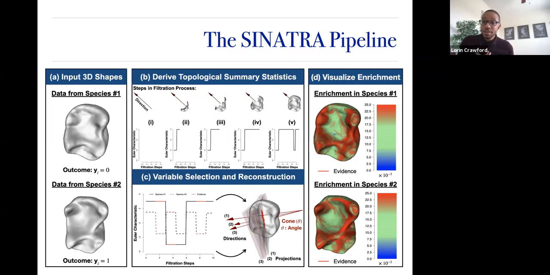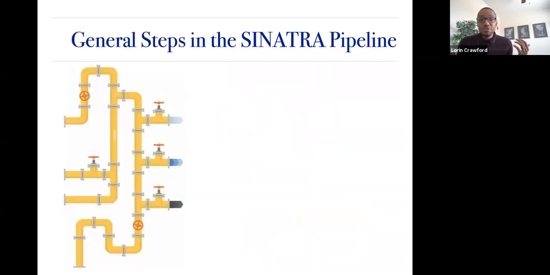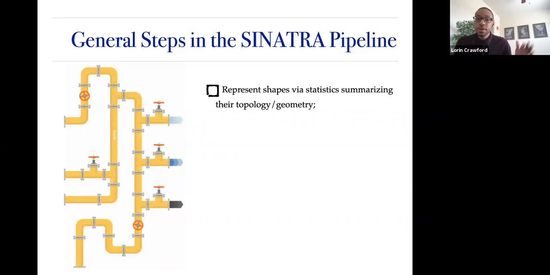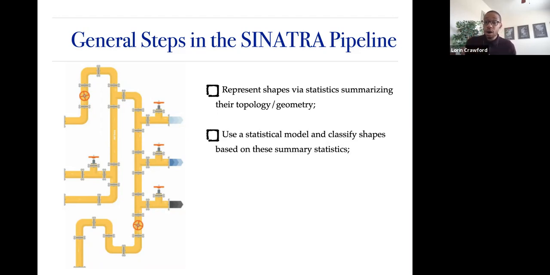What I like to tell people who are in the math, applied math, statistics and machine learning cultures, I'm going to describe the 4 things that we do with SINATRA, but SINATRA is a pipeline. So if you hate any of the steps that I'm going to do, you can remove that step and replace it with your favorite thing, right? But there are 4 general steps for SINATRA, regardless of how you do them. First, you want to take shapes and build summary statistics that represent or summarize their topology and geometry. Second, you want to use a statistical model to classify these shapes based on these summary stats.